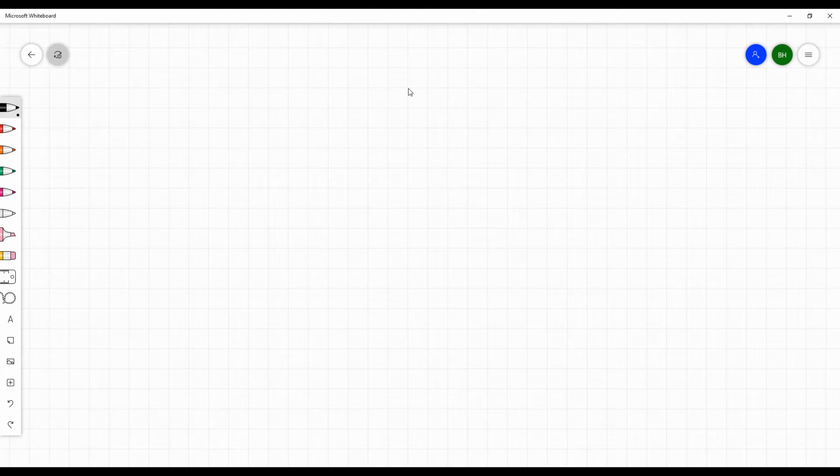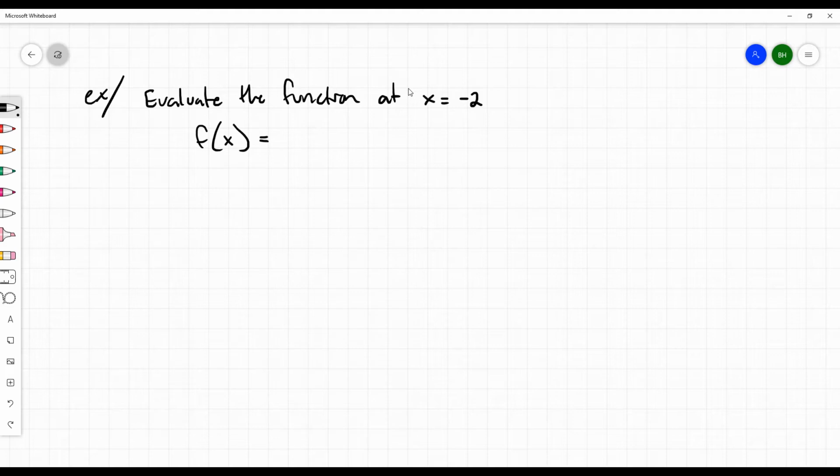Okay. So let's do an example here. Evaluate the function at x equals -2. And so let's give us a function here. We'll do f of x equals x squared minus 3x plus 2. And we want to look at this at x equals -2. So when we evaluate a function, all we're doing is plugging in and simplifying.